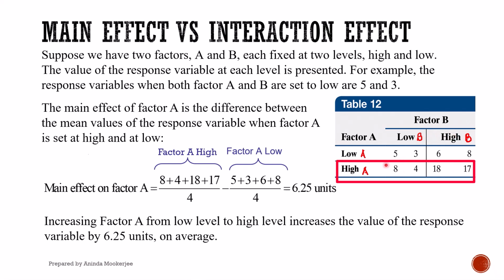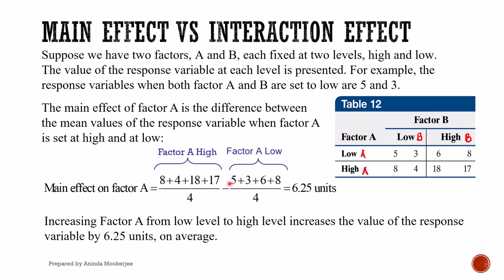We only consider factor A, and then we will find the mean of each of these levels for factor A, which they have done here. They have first found the mean of high, which is 8 plus 4 plus 18 plus 17 divided by 4. That's how you find the mean or the average of values. And you do the same for the level which is low A. So 5 plus 3 plus 6 plus 8, that's what they have done here, divided by 4.